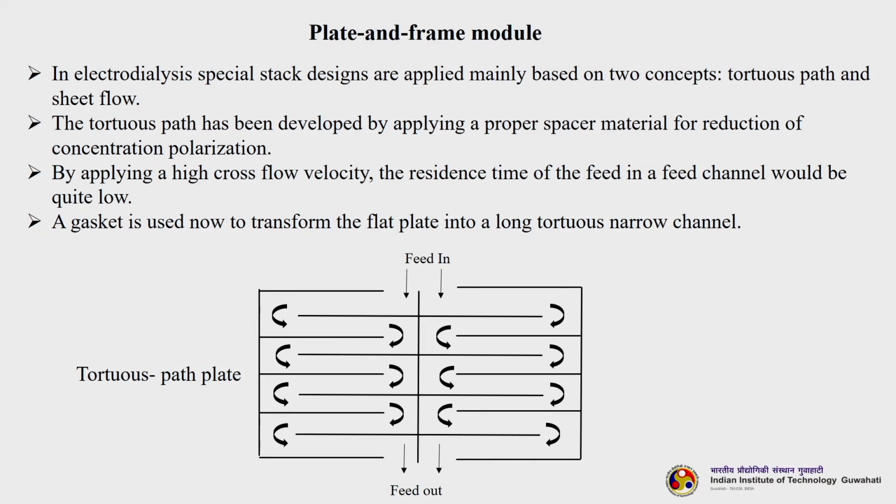So, you can see how the flow is happening. Feed is coming here, it is going here like this in a circular motion. That is why it is called a tortuous path. And we have these baffles here. These baffles are helping to establish the tortuous flow. If the flow is like this, then the concentration polarization on the surface of the membrane will be minimized. So, that is the aim of having such type of flow.